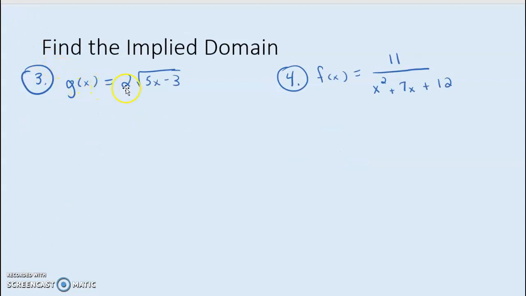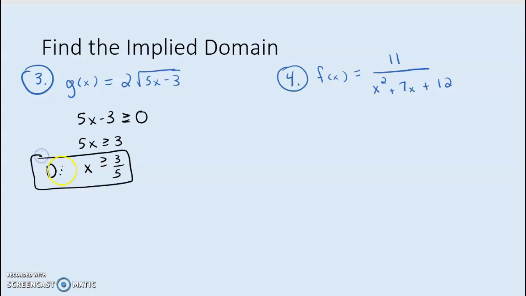Number 3, g of x equals 2 times the square root of 5x minus 3. There is no denominator, so that's not a problem. But there is a root. So we take what's under the root, which is 5x minus 3. The 2 is not under the root. We set that greater than or equal to 0, because we have to have this be non-negative. We can't have a negative under that root or it goes into imaginary, complex. As we get x by itself, we get that x is greater than or equal to 3/5, and that would be our domain. We can use any number in this function and calculate an output as long as we put in a number that is 3/5 or greater.